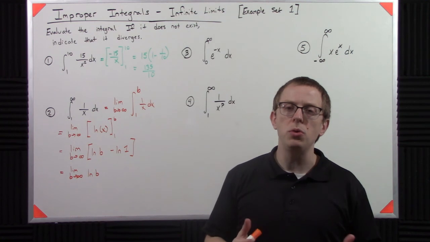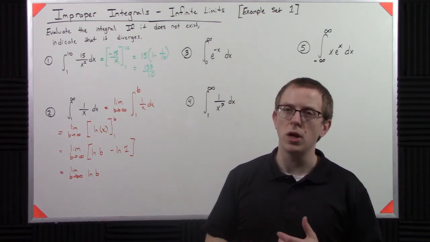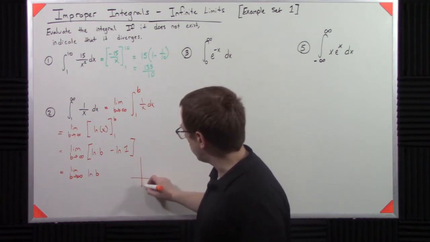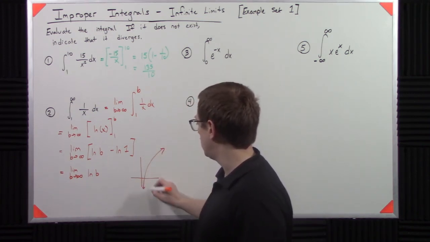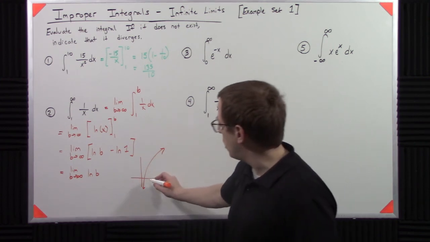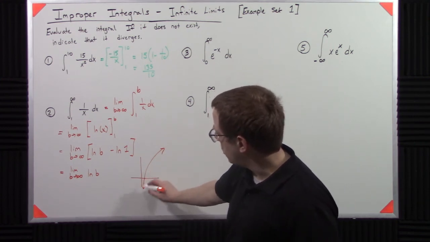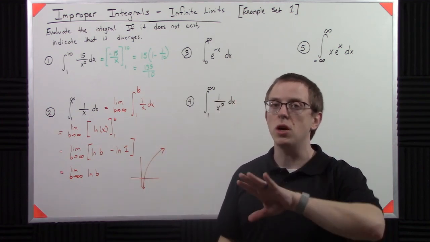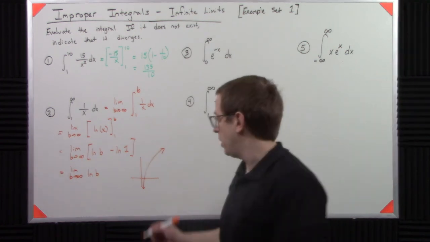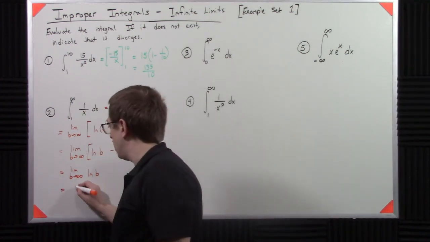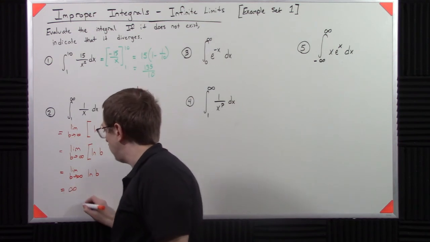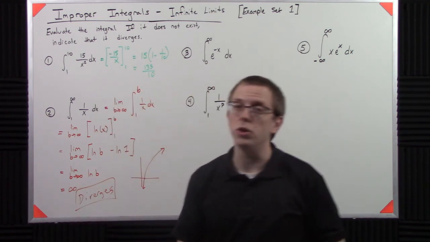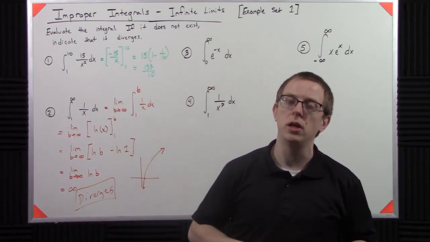So to do this, I have to think a little bit about how the natural log works. The graph of the natural log looks like this. I mean, it's not perfect. It goes through 1, 0, it goes down to negative infinity here and then shoots off to positive infinity. So the limit as b goes to infinity of natural log shoots off to infinity. So what I end up with is infinity. So this diverges. So we would say this is a divergent integral.